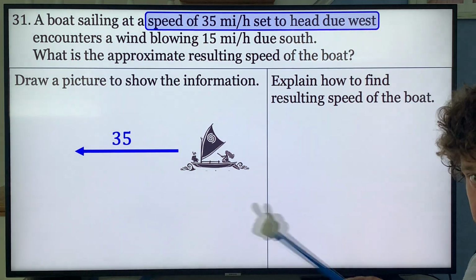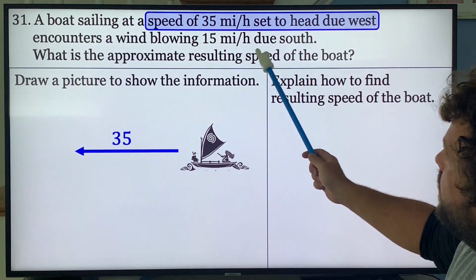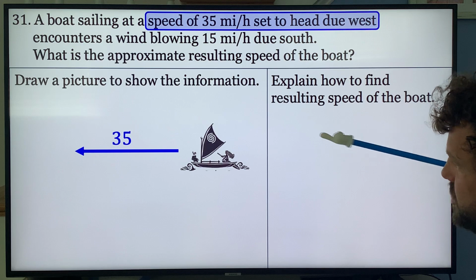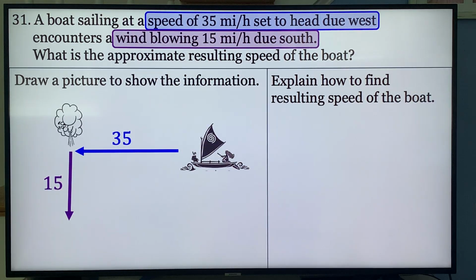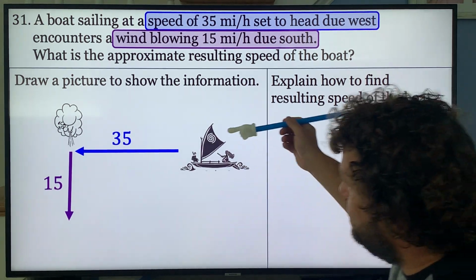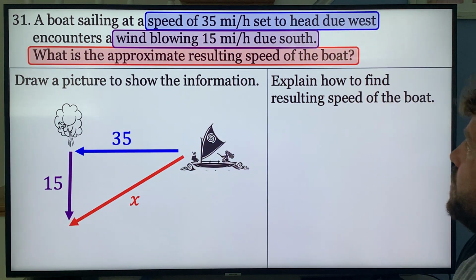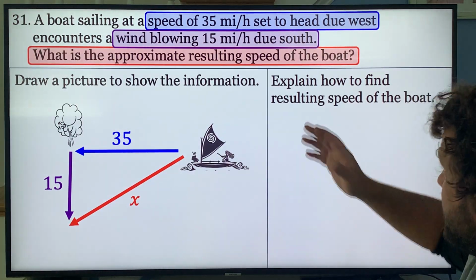All right, I have little kids, so great movie. All right, the wind is blowing her south. So she's going west. Wind is blowing south. All right, so now it's headed south. What is the approximate resulting speed of the boat? So the boat's actually going southwest, okay, based on the wind and the speed that she's going.